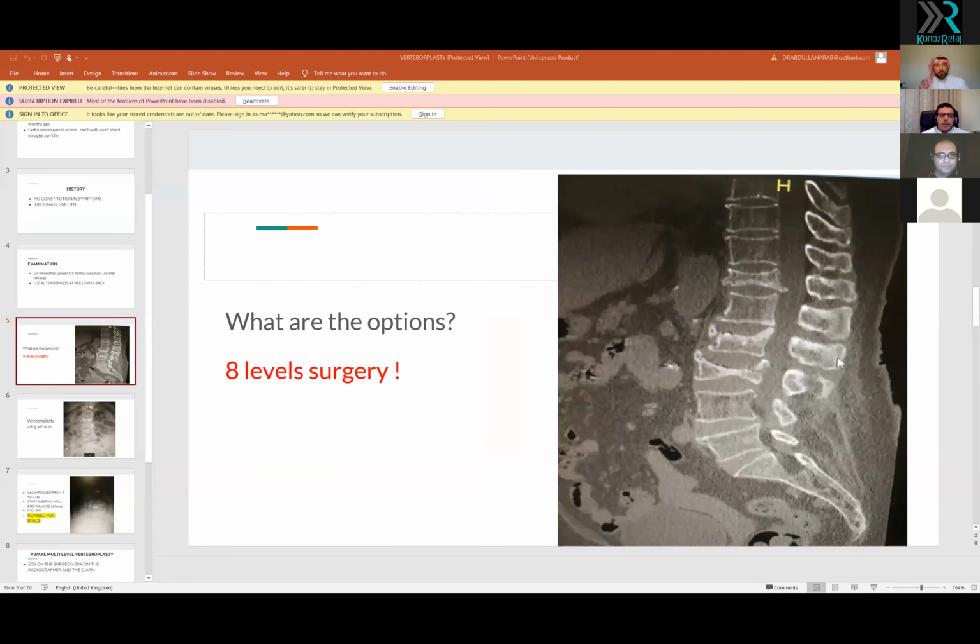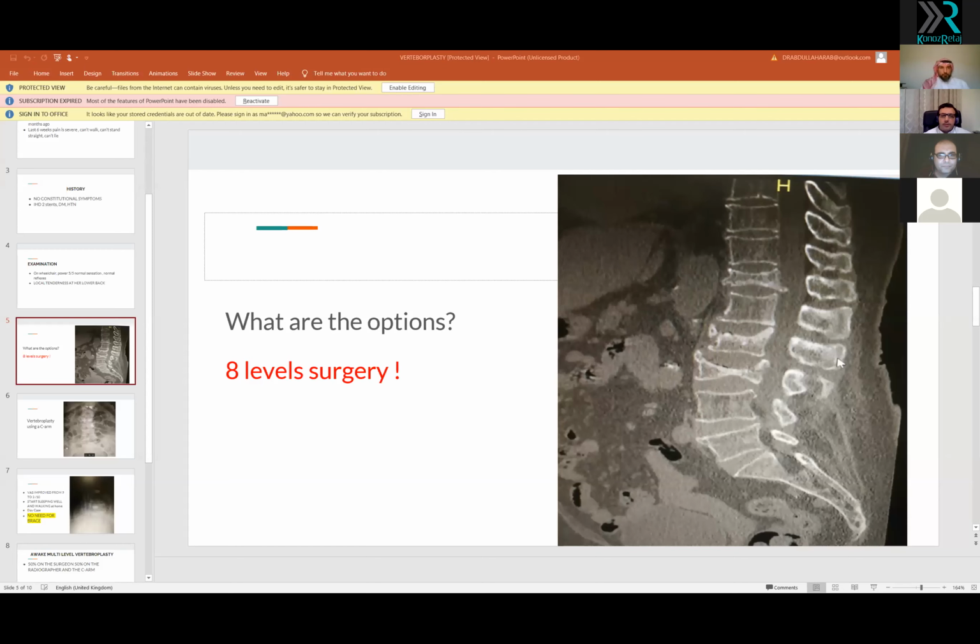So we did the procedure under a C-arm, and the patient was awake, and her visual analog score has improved from 9 to 3 out of 10 post-op. Her pain has subsided. She started sleeping well. She started walking at home. It was a day case, and she didn't need any bracing.